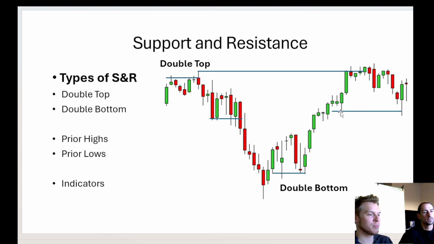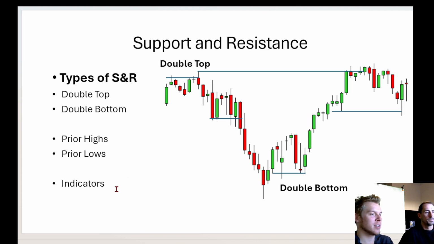We also have prior lows. So as the market's moving up, it creates these lows here, like here and here. As the market fell back down, prior lows act as support. And we can see the market bounced off of this prior low here.